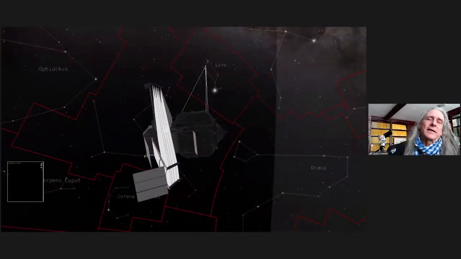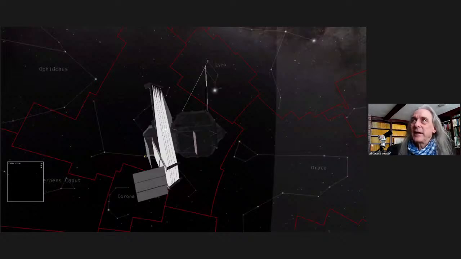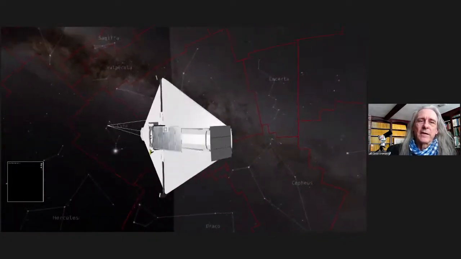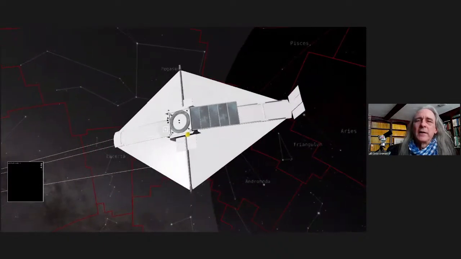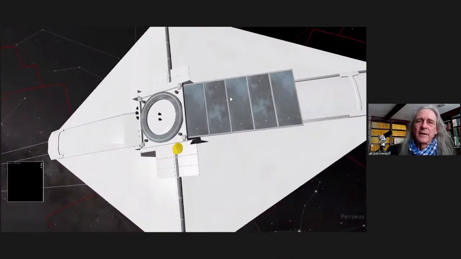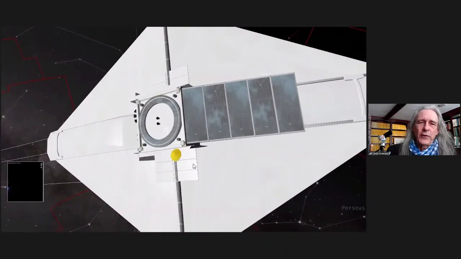Well, that's so we can use sunlight, and what powers it are the solar panels. The solar panels are this right here, and also there are some ancillary solar panels here as well. This is the communication antenna. Let's see if I can get in.